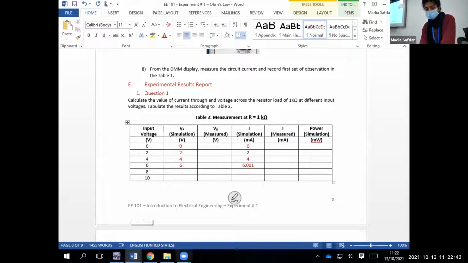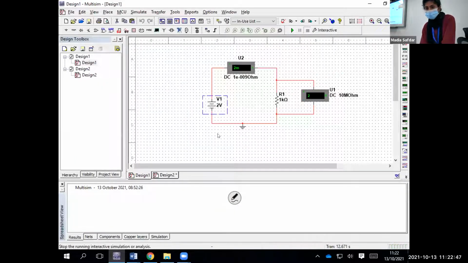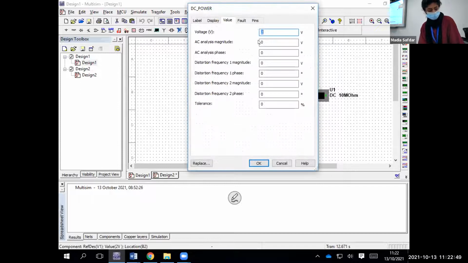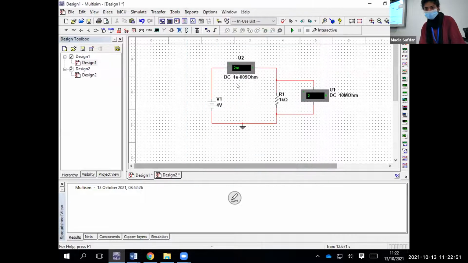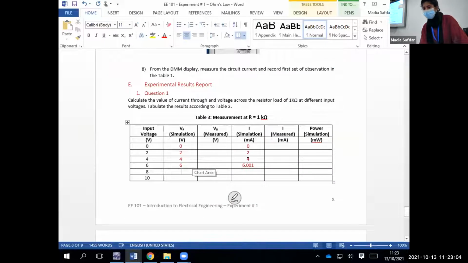Then come here again, stop the simulation and put in 4 volts, right? And then run it. You will see this is 4 milliampere and 4 volts. Come here, put 4 and then 4 milliampere current. You see, this is table number 1 for 1K.